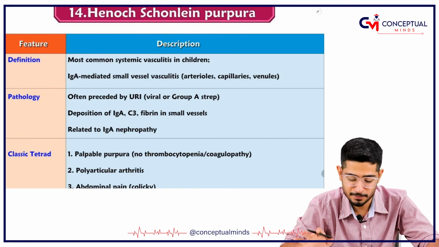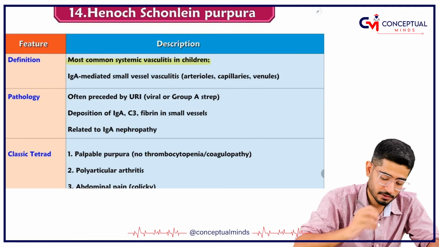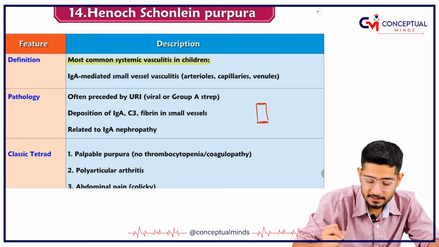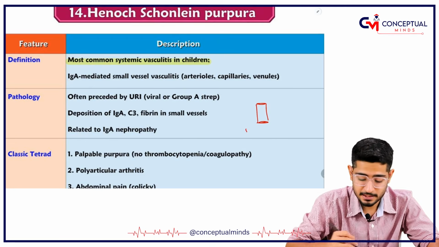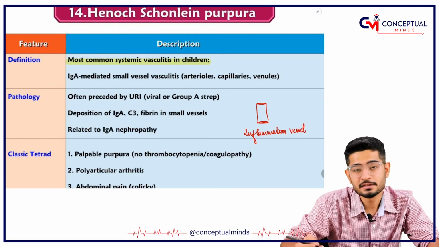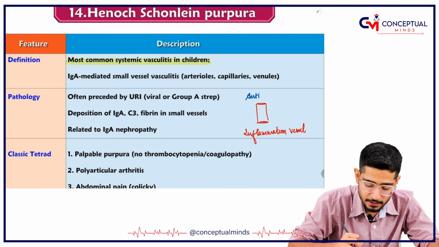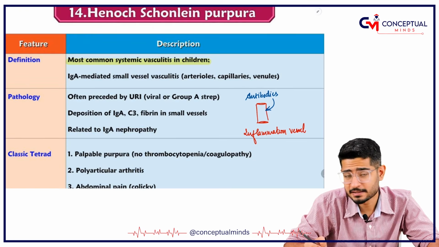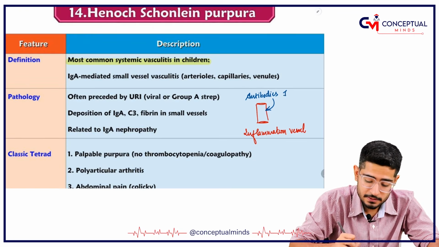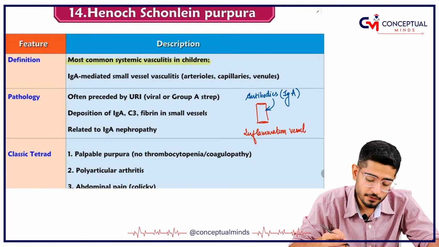Henoch-Schönlein Purpura, what does it mean? It is the most common vasculitis in children. This is your vessel, and the vessel is going to show vasculitis. That means it is going to show inflammation. Why does this inflammation occur? Because of antibodies produced against the vessels. And which type of antibodies? Immunoglobulin A.